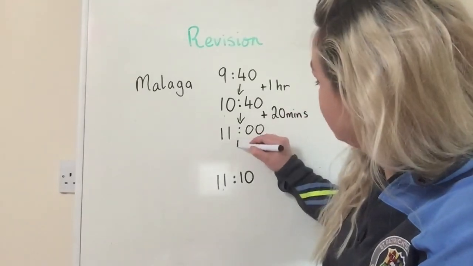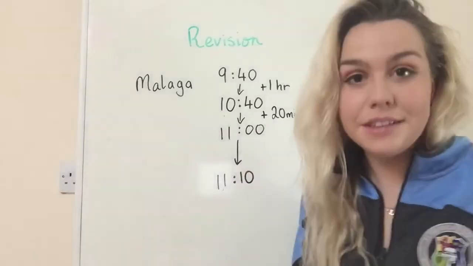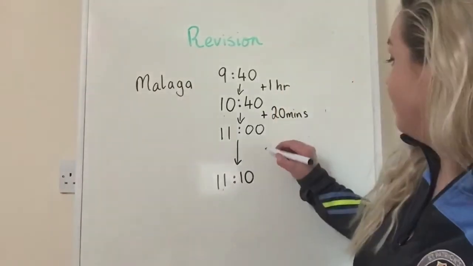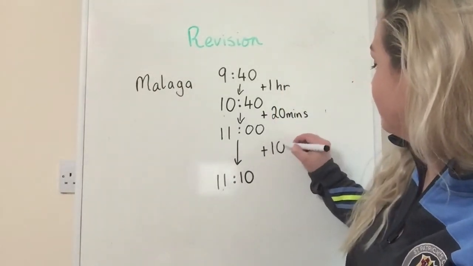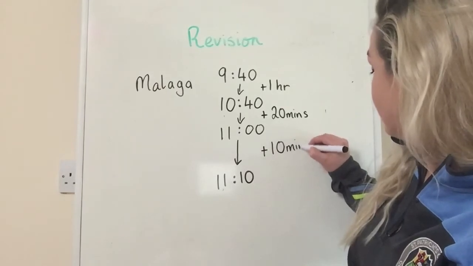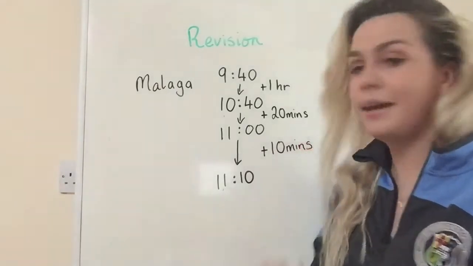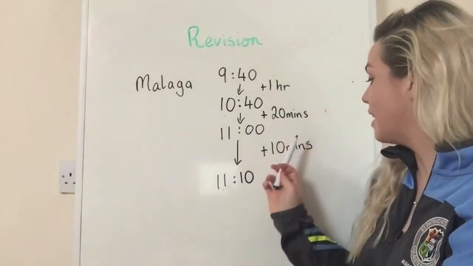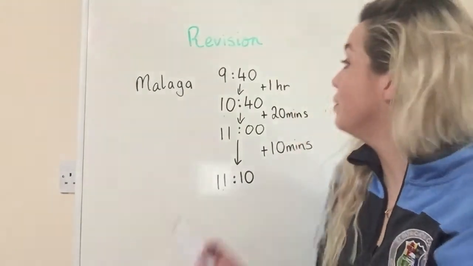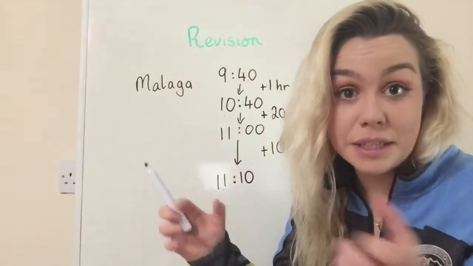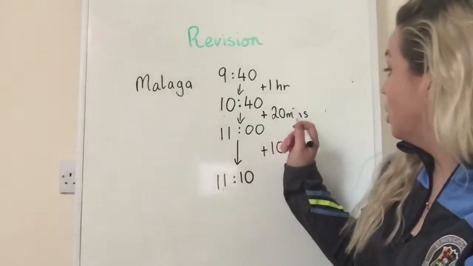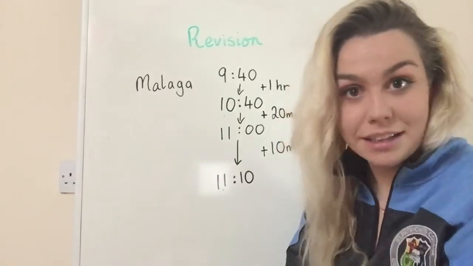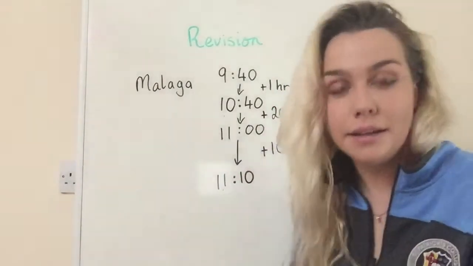And then if I want to go from 11 to 11:10, how many more minutes do I need to add? Another 10 minutes. Okay, so another 10 minutes. So it'll take an hour and 20 minutes and another 10 minutes. Now, what I'm going to do is keep the hour and then add just the minutes together and see what we get. So 20 minutes and 10 minutes is 30 minutes. So the answer is an hour and 30 minutes.